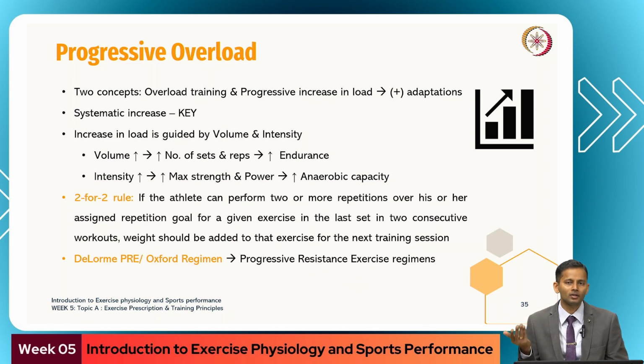There are also other regimens which are used for therapeutic progressive exercise training. The famous ones are the DeLorme, and the other one is the Oxford regimen, where it uses a progressive way of increasing the resistance exercises. They are commonly used in rehabilitation programs.